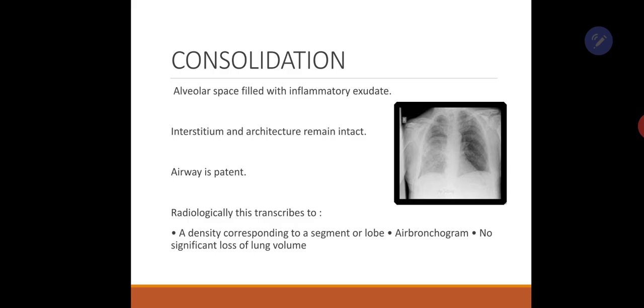So the alveolar space gets filled with the inflammatory exudate, while the interstitium and architecture remain intact and the airway is patent. So this is how consolidation looks like on chest X-ray. There is opacity.